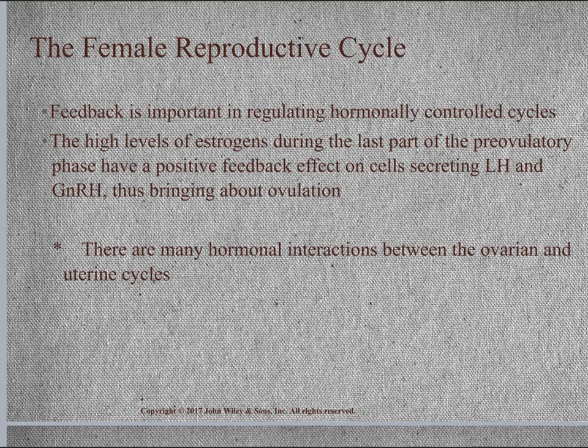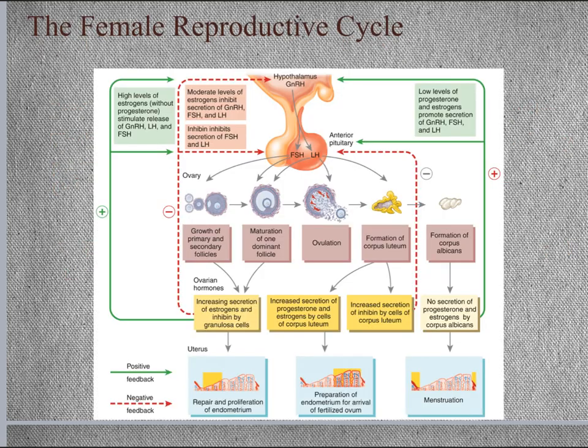Feedback is an important aspect to regulate hormones, especially in this hormonally controlled cycle. High levels of estrogen during the last part of the pre-ovulatory phase have a positive feedback effect on the cell secreting luteinizing hormone and gonadotropic releasing hormone. This brings about ovulation. We can examine the feedback loop to see who is communicating with who and how this process happens. So let's start with gonadotropic releasing hormone signaling the release of follicle stimulating hormone and luteinizing hormone.